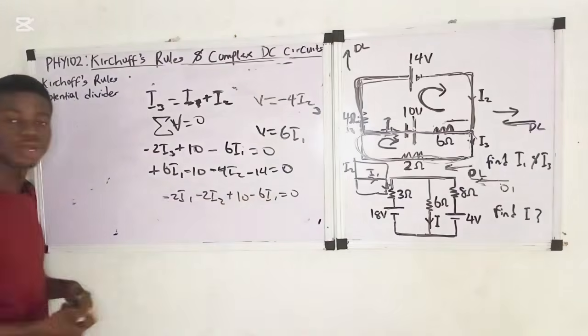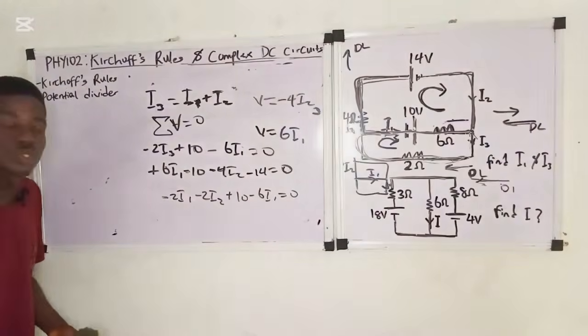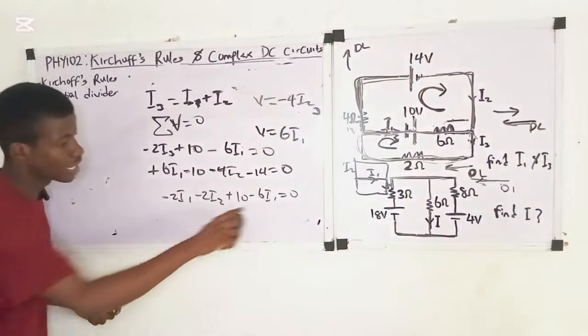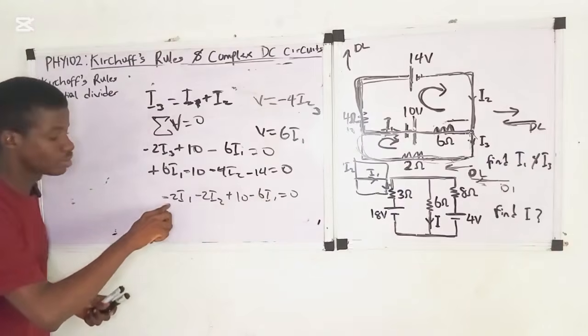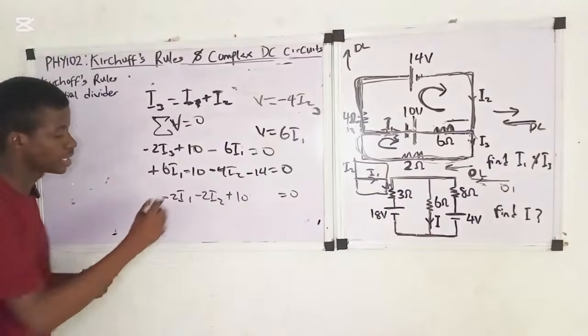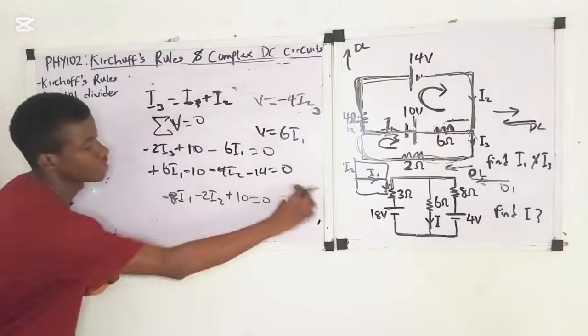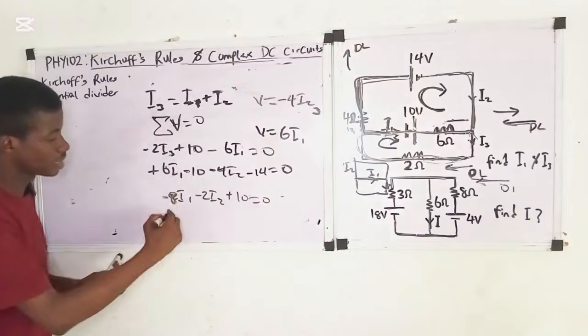2 I1 and 6 I1, they are common, right? So minus 2 I1 minus 6 I1 will give us what? Minus 2 minus 6 is minus 8. So we can put it here: minus 8 I1, equals to what? 0, right? Now let's write this one down here.